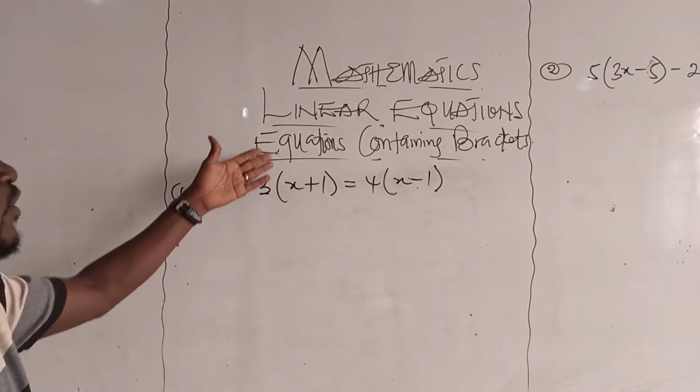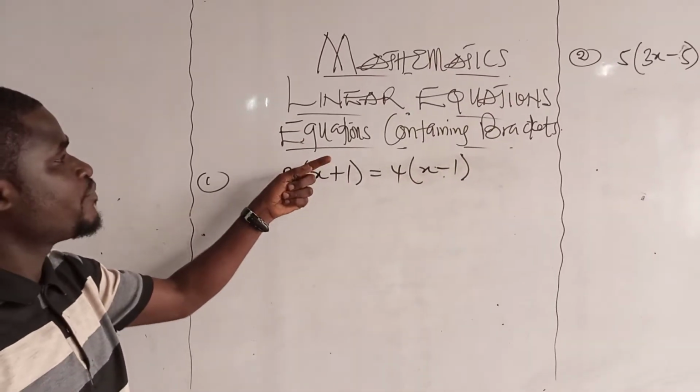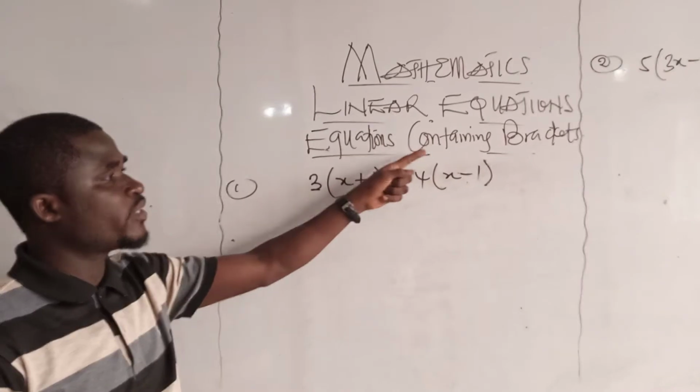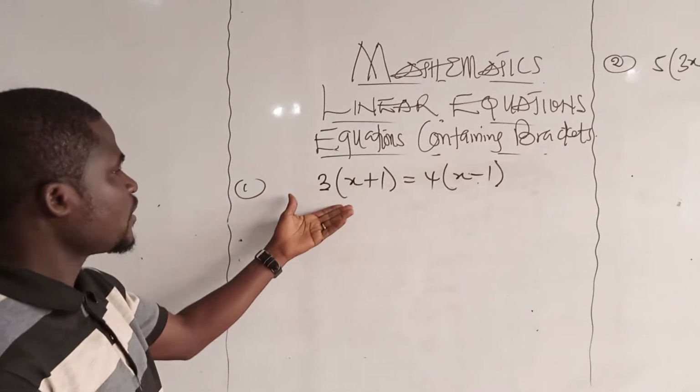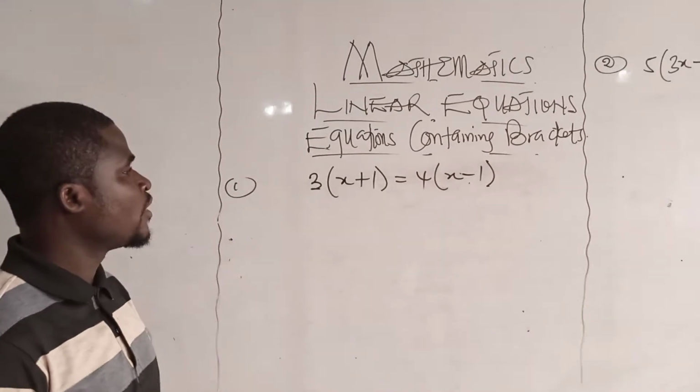This is our second lesson on linear equations. Today, we are going to look at equations containing brackets. Okay? Now, let's try our first example.